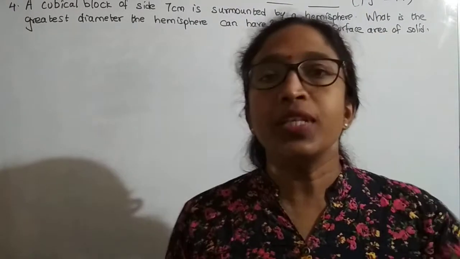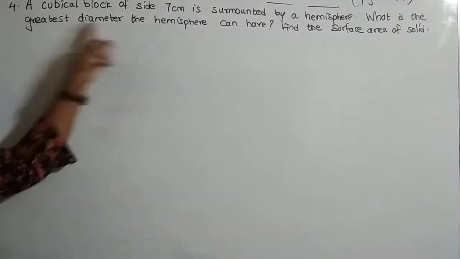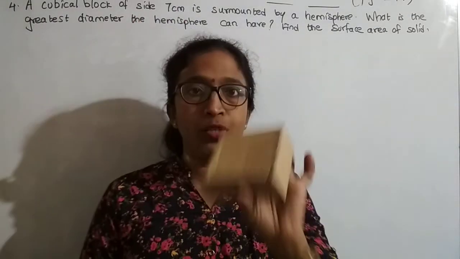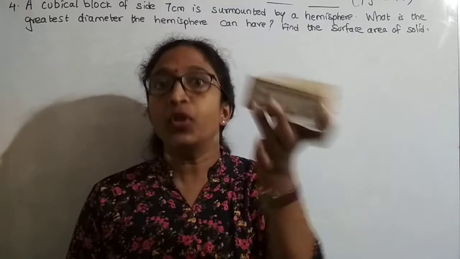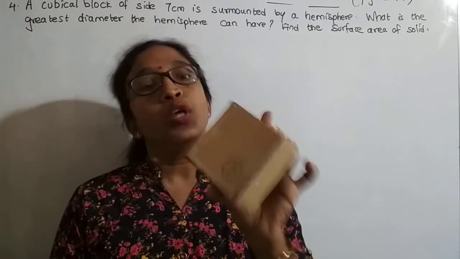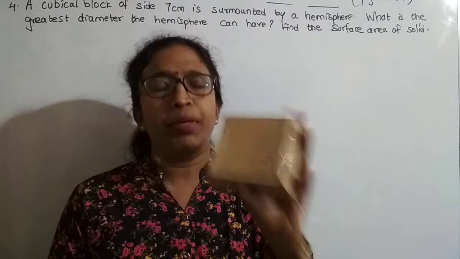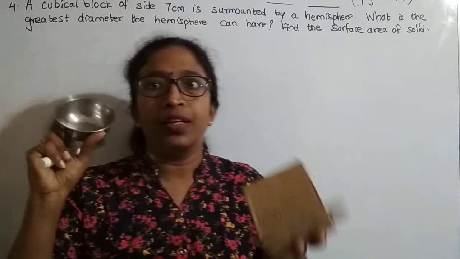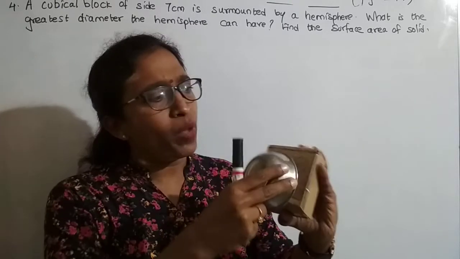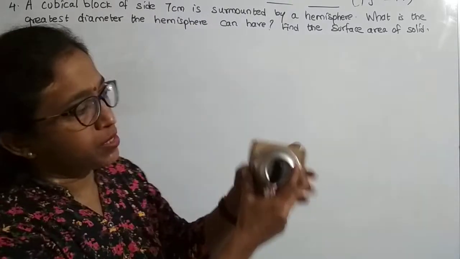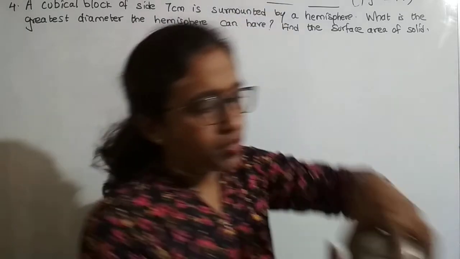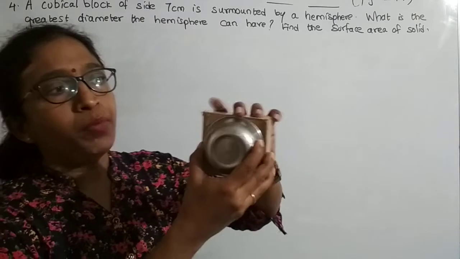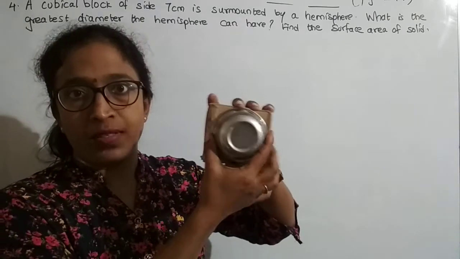Okay, so according to this sum, as I read, a cuboidal block of side 7 cm is surmounted by a hemisphere. Now, to show you all, this is not a cubical block, it is actually a cuboidal block. It's a cuboid, but you just imagine that it is a cube, and I have just taken this katori, this bowl, as a hemisphere. So when I am surmounting it, just see this. Students, I'll just show you the top view of this so that you understand.